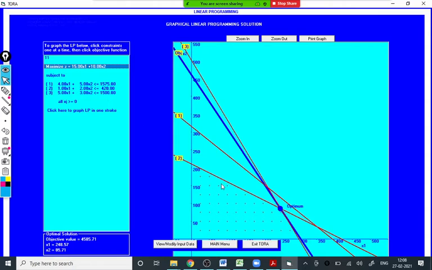You will observe what happened here. The constraint number 1 is not a boundary of the feasible region at all. It is considered a redundant constraint, or that constraint doesn't play any role in the solution. Even if this first constraint is removed, it will not affect the solution.